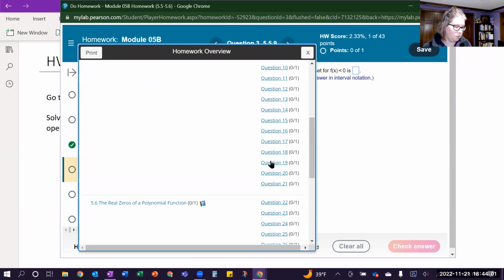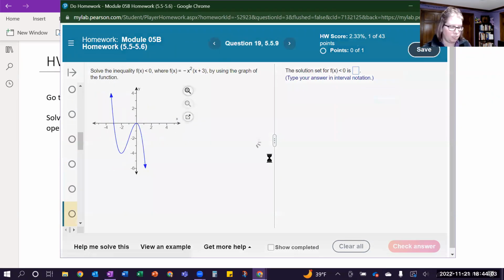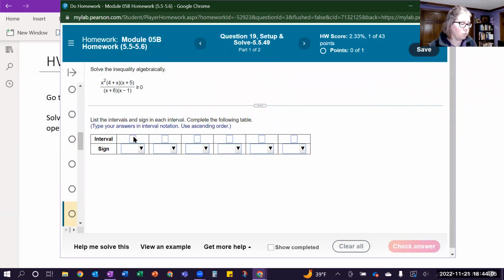So again, I'm trying to pick a variety of different things. Okay, so this is where it's going to want you to put in everything into these boxes. It's going to ask for these intervals to test this. And then you're going to be choosing whether something is positive or negative in these intervals. And you're going to complete this table. Okay, so let me grab this problem.